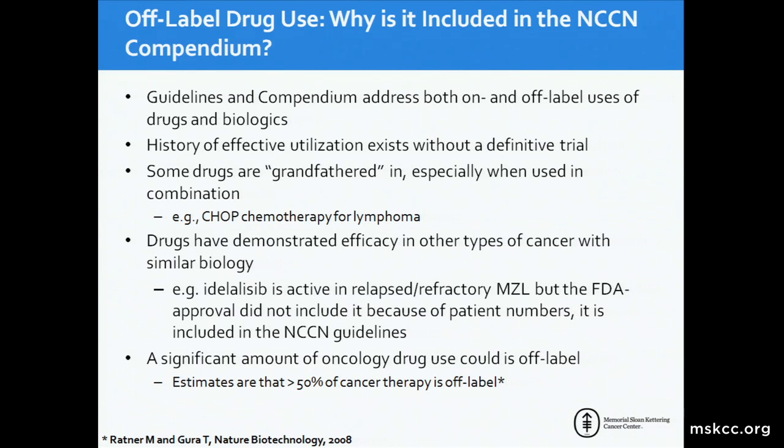For instance, yesterday I discussed idelalisib in the treatment of marginal zone lymphoma. There were not enough patients to allow the FDA to approve idelalisib for the treatment of marginal zone lymphoma, but because of the excellent activity in the patients that were included in the study, the NCCN guidelines actually include idelalisib for marginal zone lymphoma. And so this is really an important aspect of what we do.